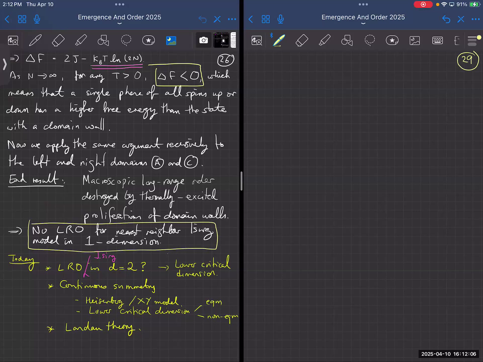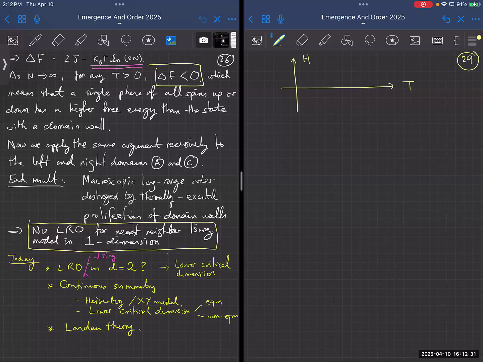Okay. So I do want to say one other comment about this result. Sometimes people say, oh, this result proves that there's no phase transitions in one dimension. That's not true. There is a phase transition in one dimension, but I'll show you what the phase diagram looks like. So here is the phase diagram of a magnet in one dimension.